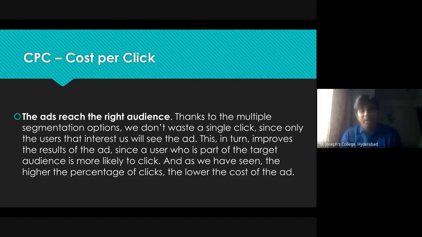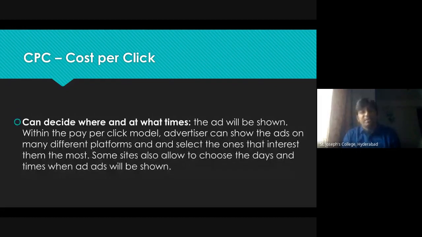You can decide where and at what times. You can easily decide which ad should be placed at what time on which day. For example, let's take the case of OTT platforms that are trending nowadays. Talk about Amazon Prime Video, Netflix, Hotstar. These are the OTT platforms, over-the-top platforms as we call them.